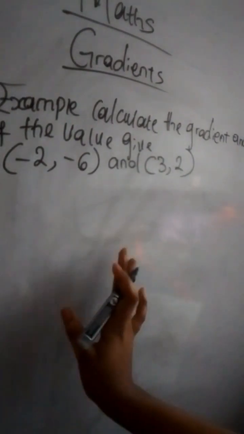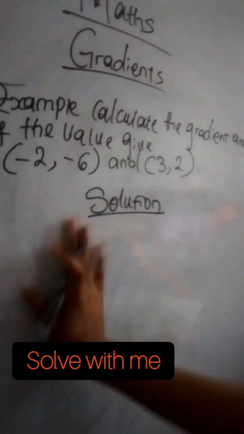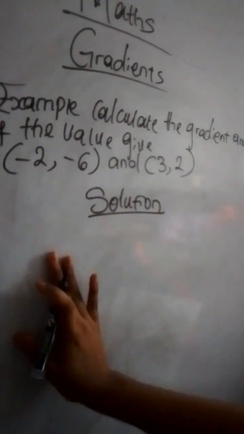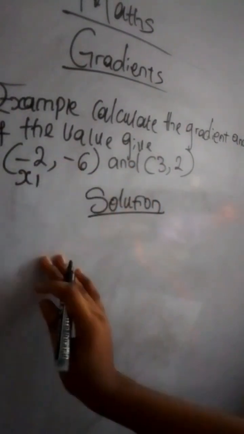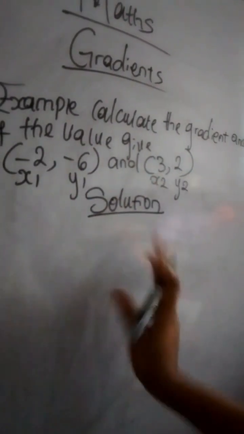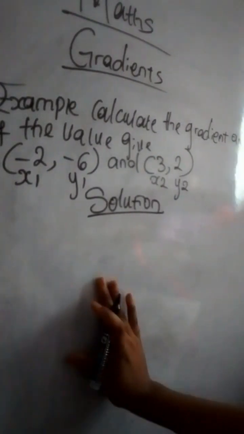But don't be scared, Pepstar is here to help you. Let's go for a solution. Before we can move further, we have to give these letters their x and y. We have here x1, y1, and here x2, y2. Then we can forge ahead. The next thing to do is to draw your graph. That's very easy to do.